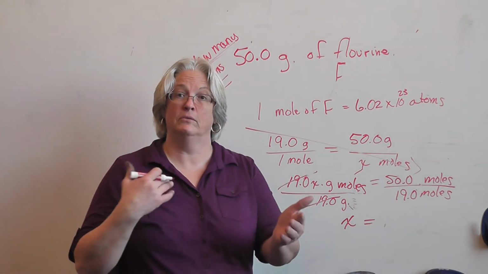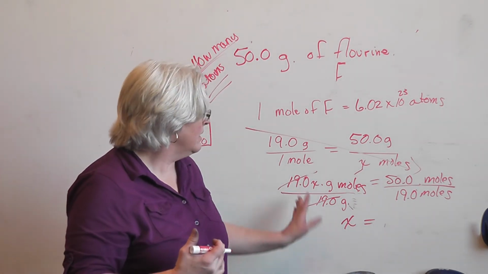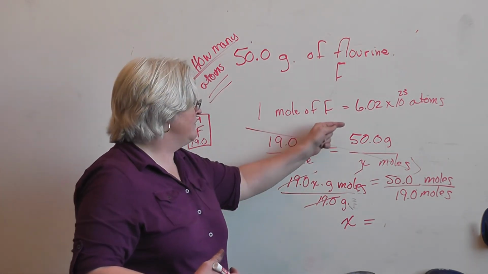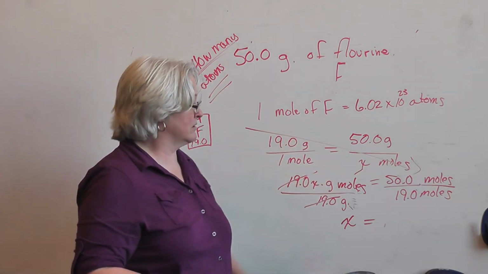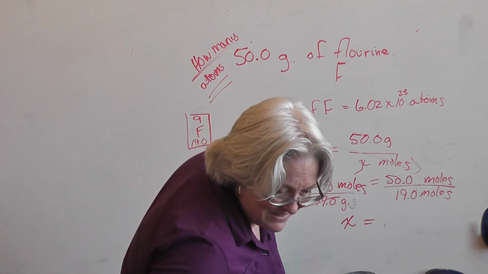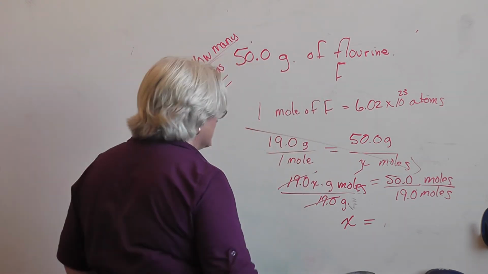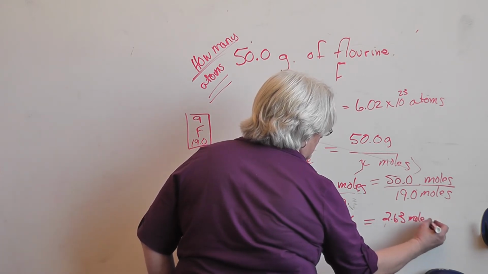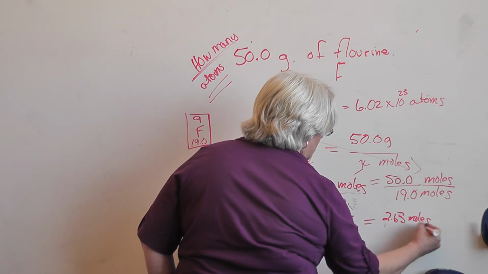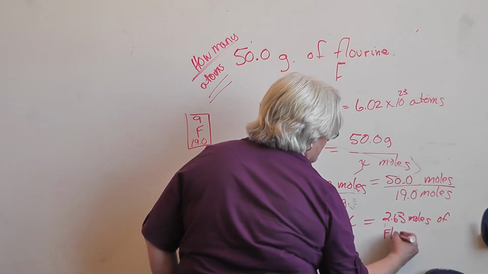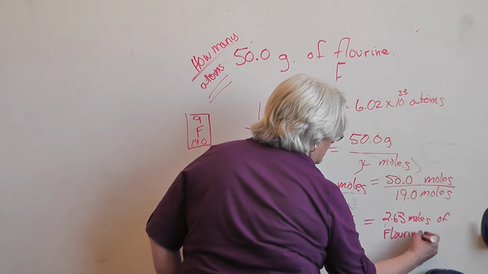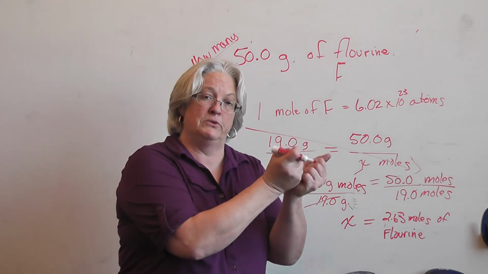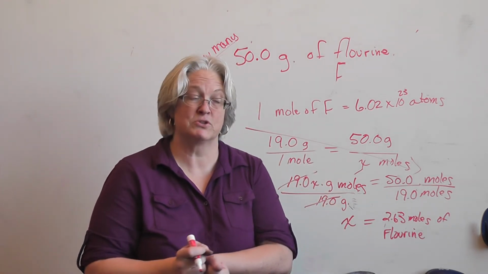We could go back through and divide out all of these units evenly. What you're doing is there's a relationship: for every 19 grams, that's 1 mole. So for every 50 grams, how many moles is that going to be? 50 divided by 19.0 is 2.63 moles of fluorine. We're looking for relationships between masses and between numbers.